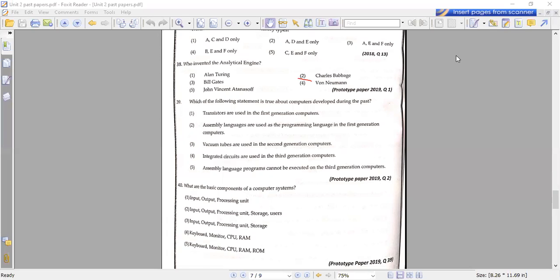39. Which of the following statements is true about the computers developed in the past? The true one, so the fourth answer should come. That is theory, so directly you can put the correct answer. Then the 40th.